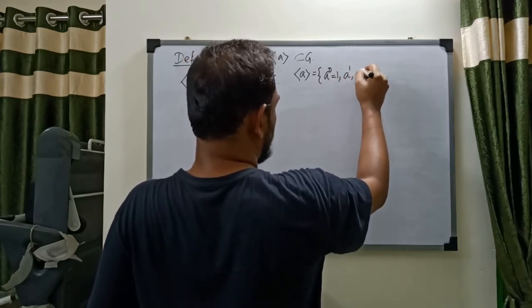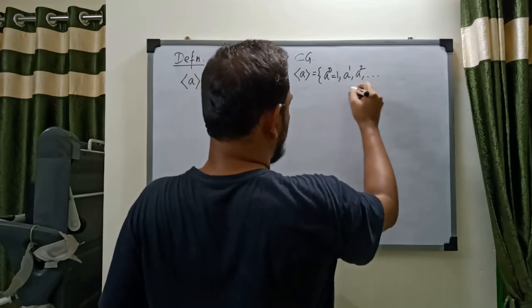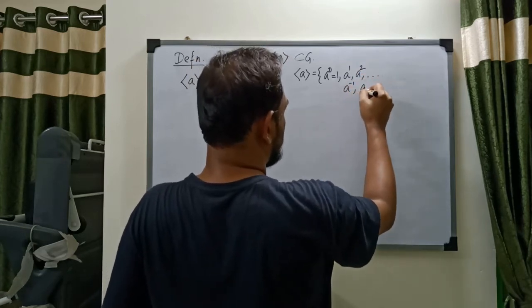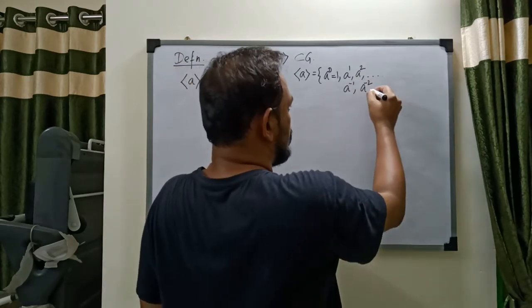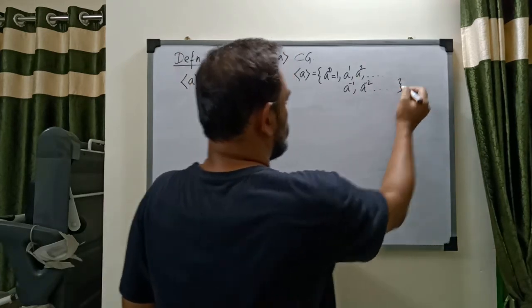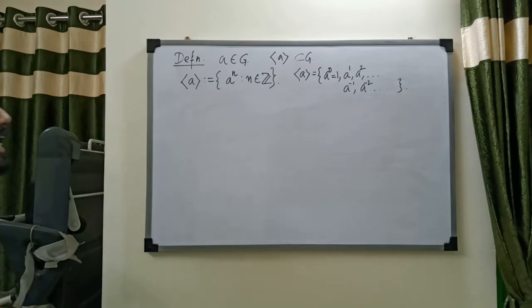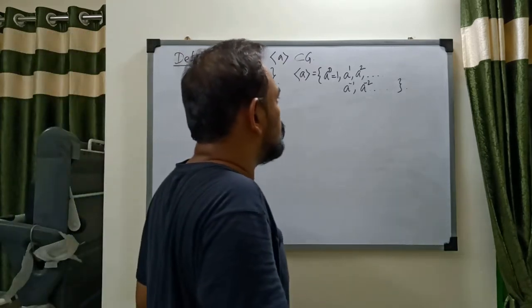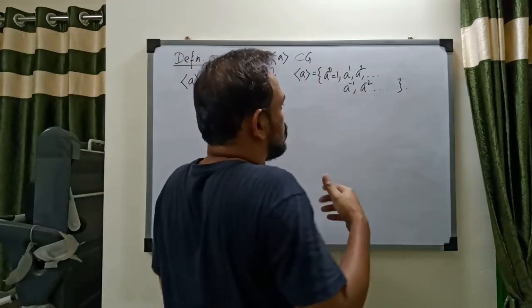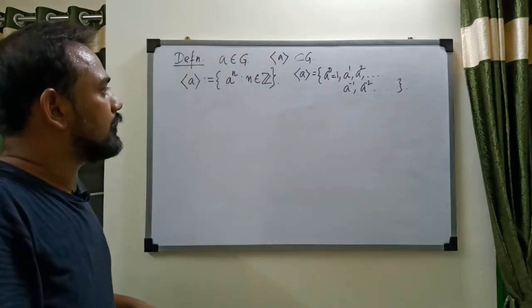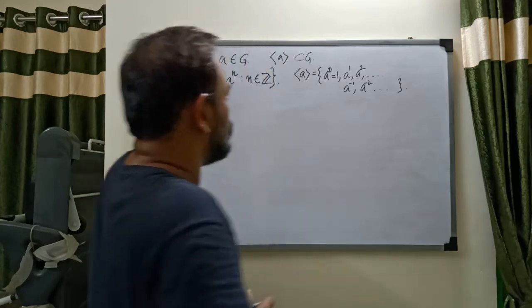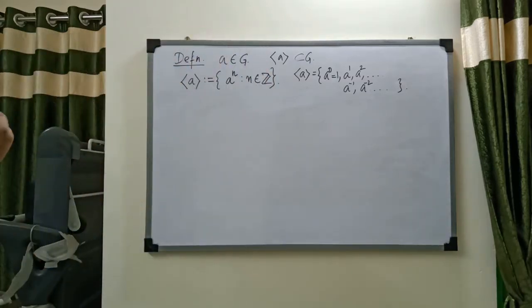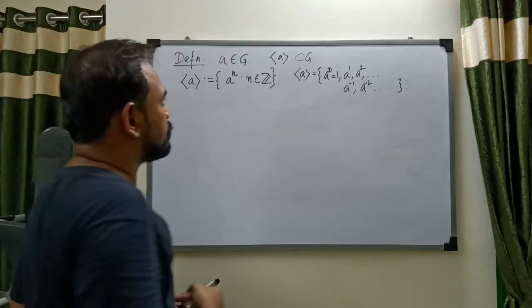a to the 1 is there. a to the 2 is there. All are there. a inverse is there. a to the minus 2 is there. In other words, the inverse of this one is there. So all of them are there. Hopefully by now you know that these are all elements of G because of the closure property. You can put together any number of elements and they would still be an element of G. Therefore this is a subset of G.